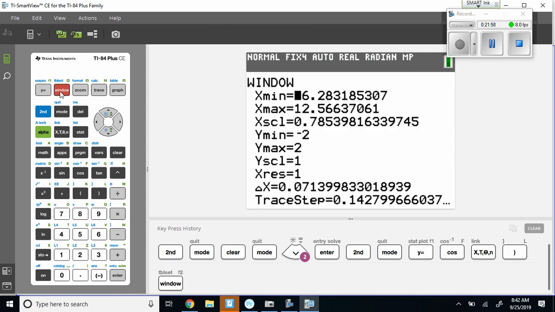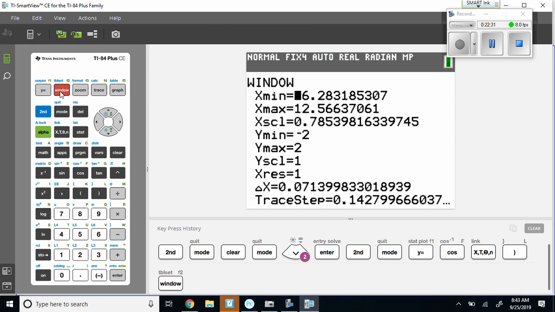Window is right there. Let me tell you about window. Window sets up the parameters of your viewing screen. There are a lot of functions that you can hit that change it automatically or have presets. What we're going to do is set our domain, set where we want to see. Fair enough?